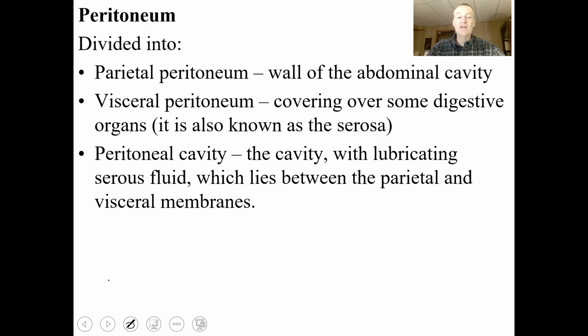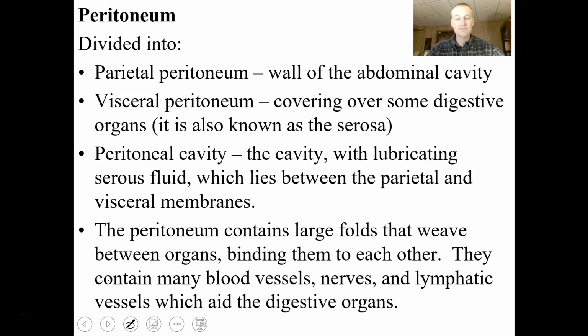And this cavity is full of serous fluid, which is a lubricating fluid, so the organs can slide past the abdominal wall without causing friction. And so that lubricating fluid is pretty important for that reason. Now this peritoneum is going to contain folds that weave between organs and bind them together. And they contain lots of blood vessels, nerves, lymphatic vessels. All of these things will aid the digestive organs in doing the job that they need to perform.